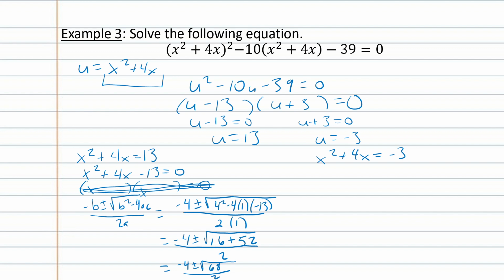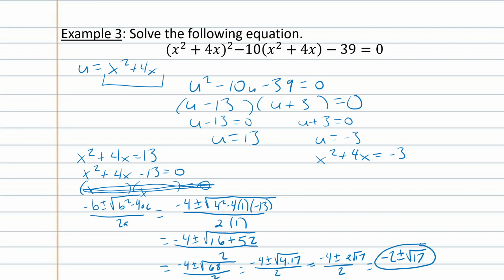68. Can I break 68 down into anything nice? I think I can break it down into a 4 and a something. Let's see, how many times 4 go into 68? Have a calculator, you figure it out. 17 times. So yes, I can break this down into negative 4 plus or minus 4 times 17 all over 2, which breaks down to give me negative 4 plus or minus 2 square root 17 over 2, which gives me negative 2 plus or minus the square root of 17.